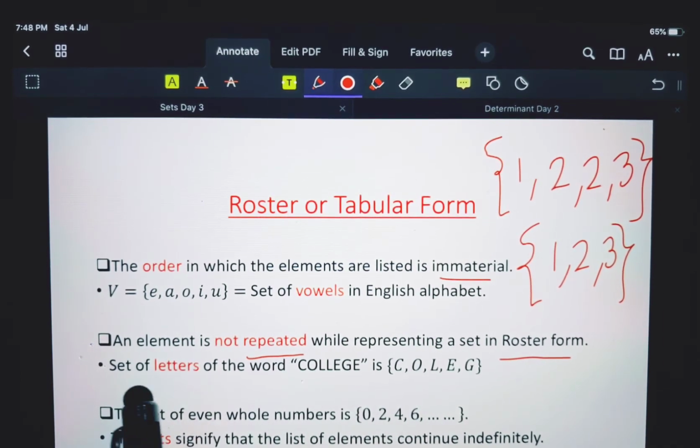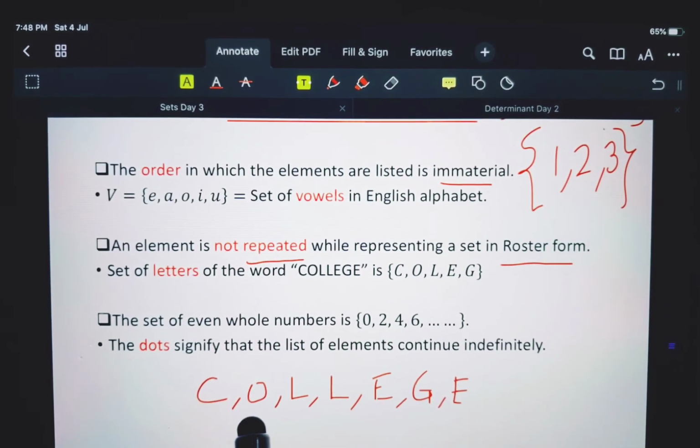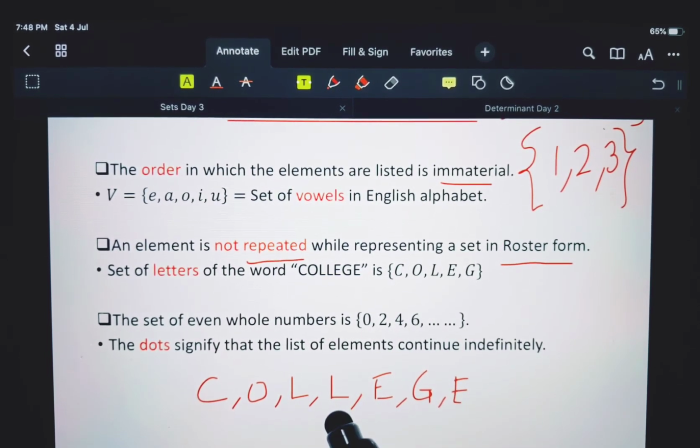Let's give an example. The set of letters of the word college: I will write C, comma, O, comma, L, comma, L, comma, E, comma, G, comma, E. Look at here, college is C, O, L, L, E, G, E. C, O, L. I don't need to write this second L because L is already there. E, G. I don't write the second E because E is already there.